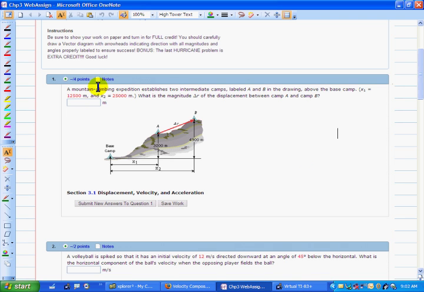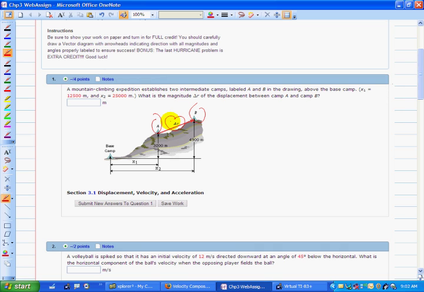Number 1 reads, a mountain climbing expedition establishes 2 intermediate camps labeled at point A and B on the diagram here, okay? Above the base camp. X1 is 12,500 meters and X2 is 25,000 meters, okay? So we're climbing and we're also going to the east here. What is the magnitude delta R of the displacement between camp A and B?